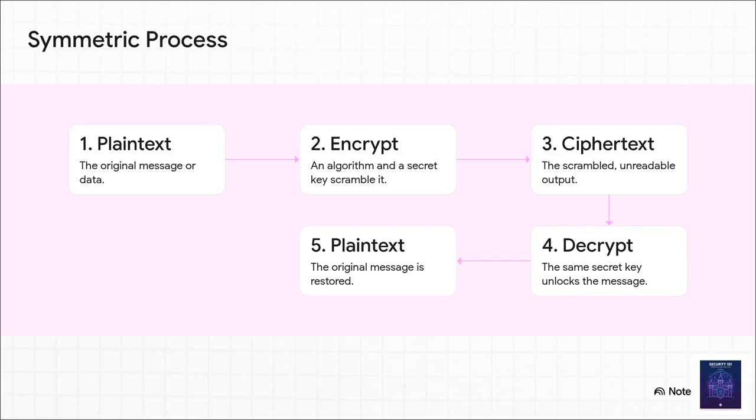So here's how it actually works, step by step. You start with your original data, which we call plaintext. Then an algorithm, using your secret key as a guide, does a whole bunch of substitutions and transformations to create this scrambled, unreadable stuff called ciphertext. And to get the original message back, you just run the process in reverse with the exact same key.